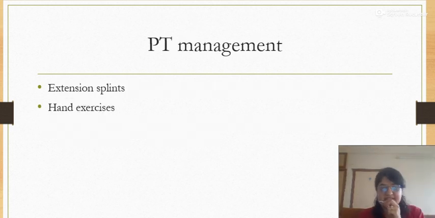PT management will be the extension splints, which keep the joint in proper alignment, especially the MCP and the PIP joint. And during the exercise, the splints can be removed if it is static, and if it is dynamic, then it can be worn for all the movements, even during exercises and even during normal ADL activities. And other hand exercises are done, such as stretching of the PIP and the DIP joint into extension, just to prevent the contracture if it is in early stage.